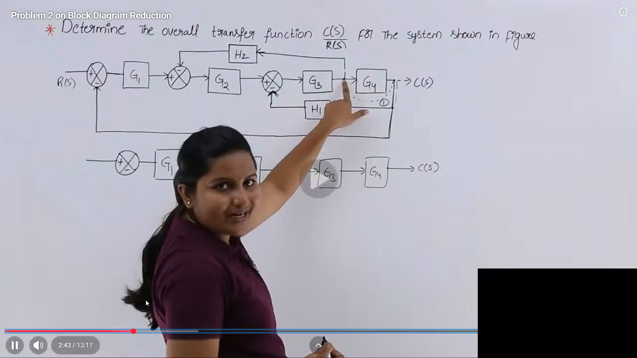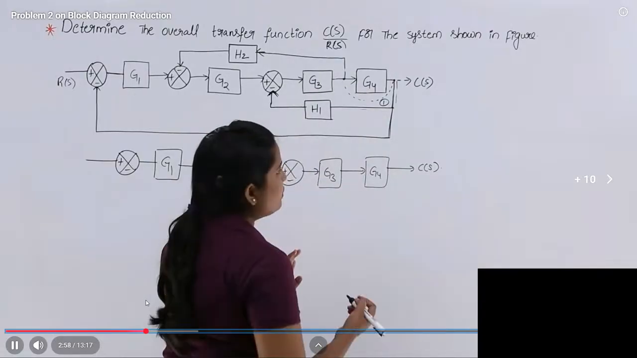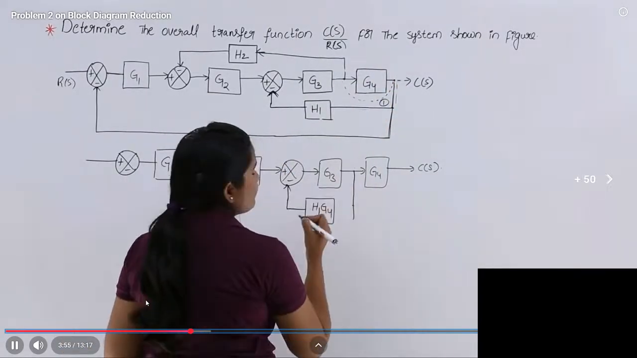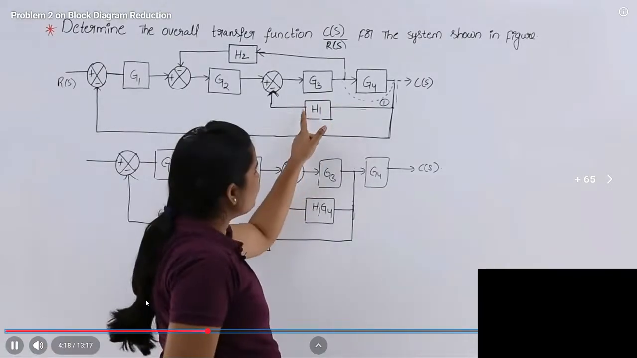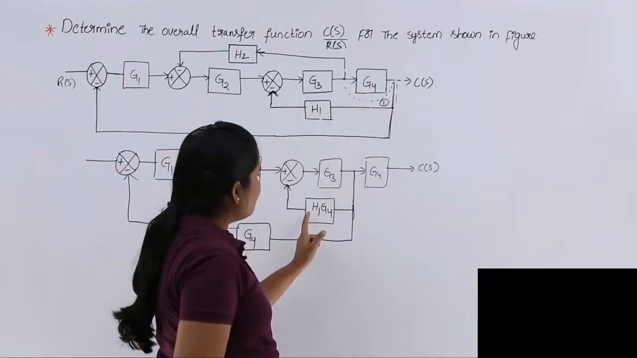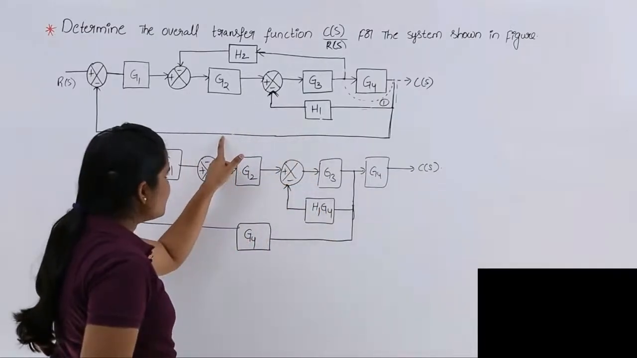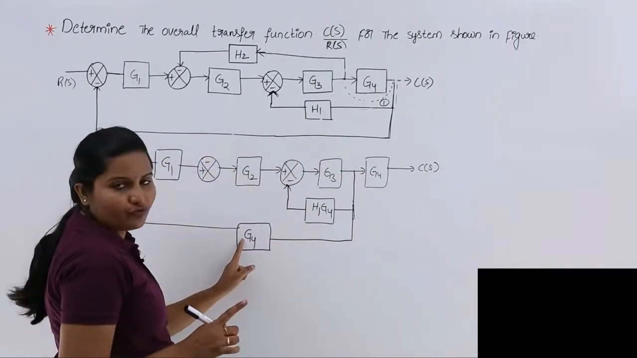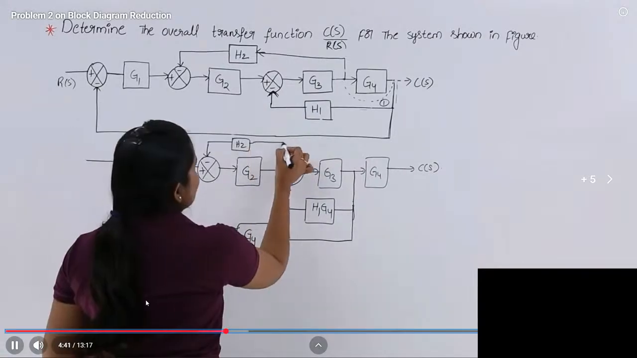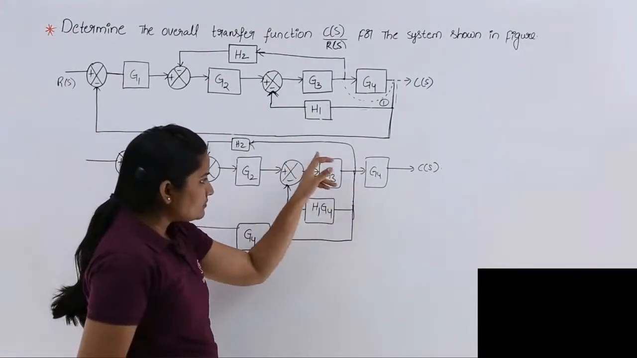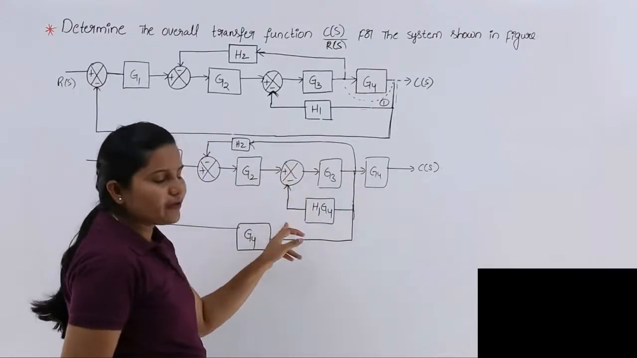We need to add an extra block, G4, here, to both lines connected to this point. So for this line it becomes H1 into G4, and for the other line, where I'm not having any block, you just treat that line gain as 1, so 1 into G4, G4. And this H2 is from here. Now you can see your feedback path is free.